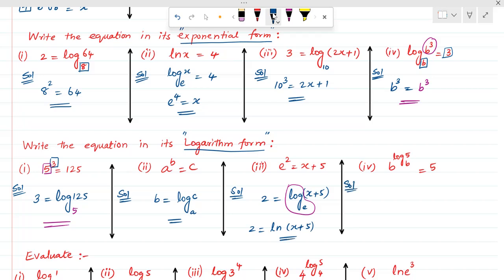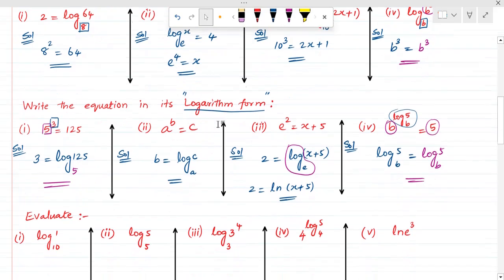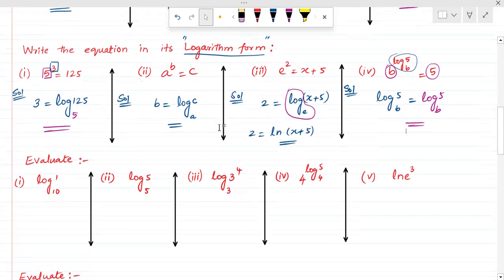Now here, write the power. So what is the power here? This is the power you have. So log 5 base 5 equal, take a log here. So it is log 5, this one, and to the base b. So this is the logarithmic to exponential, exponential to logarithmic.